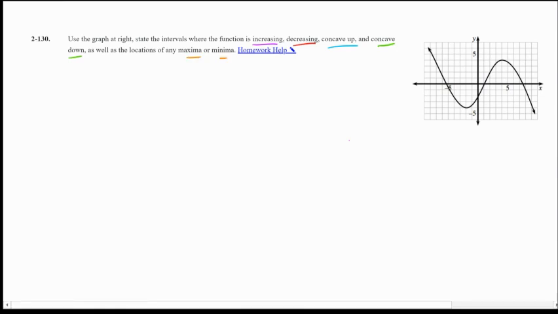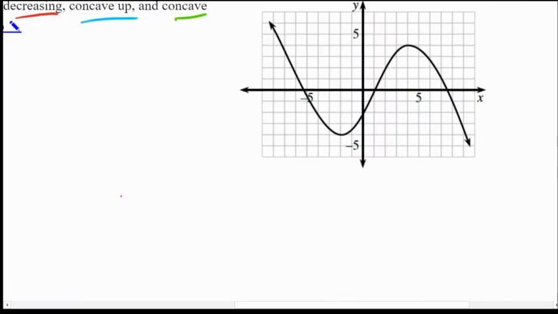Okay, so I'm actually going to start backwards here because when I'm looking at this, I see there's a local minimum at -2, -4, the lowest point in the area. There's a maximum here at 4, 4. Those are the easy ones to point out on this.